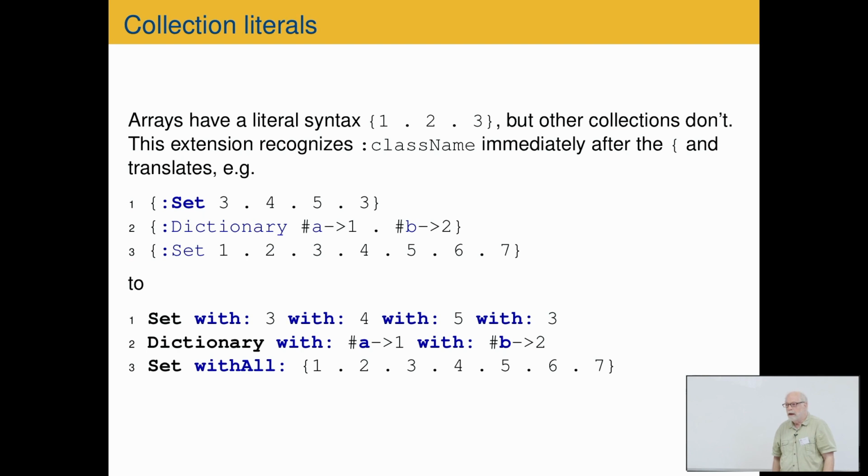Now this was one that I think a lot of people would like. Arrays have a literal syntax with curly braces, but other collections don't. And so what this does is if it sees a colon immediately after the open curly bracket, it expects the next thing to be a class, and it is going to send it a with, or a with:with:, up to 6, because that's all there are in the Pharo image at least. And then beyond that, it turns it into a withAll: and generates the value that you'd expect.